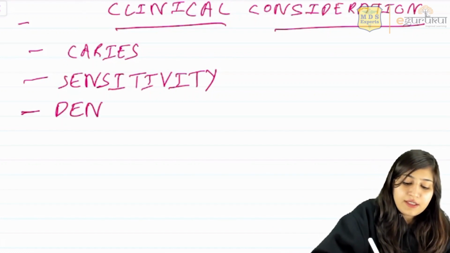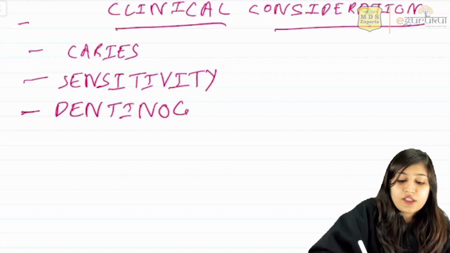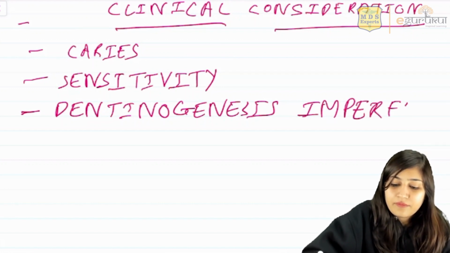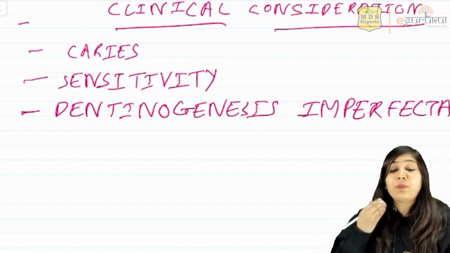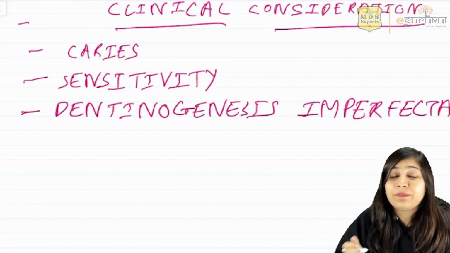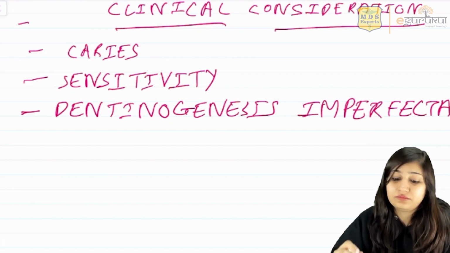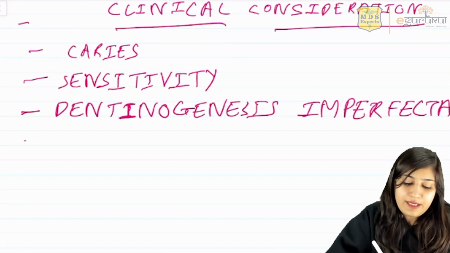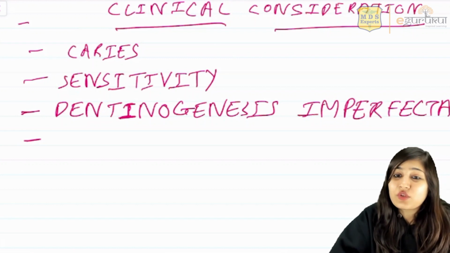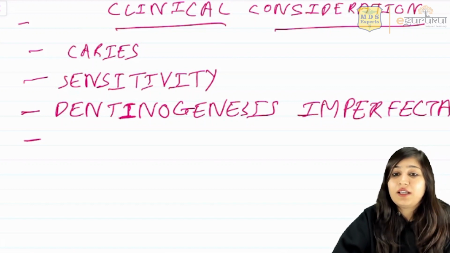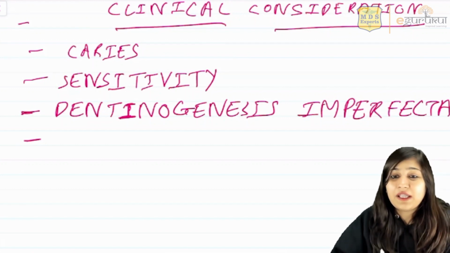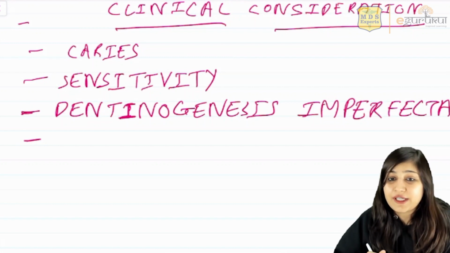So dentinogenesis imperfecta might be having hypoplastic dentin, hypomineralized dentin, or hypocalcified dentin. The next is, it may be associated with osteogenesis imperfecta or may not be associated with osteogenesis imperfecta. Dentin might appear brownish or amber colored in dentinogenesis imperfecta.